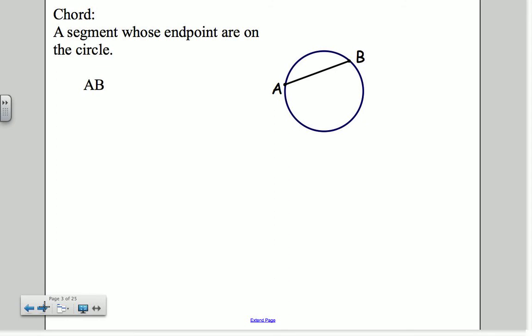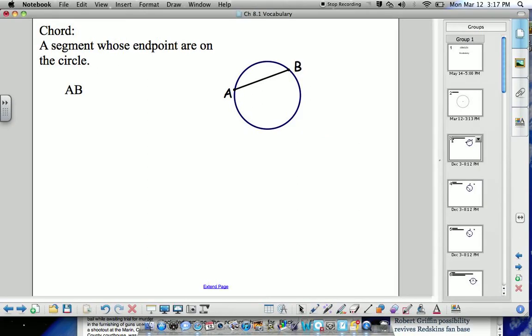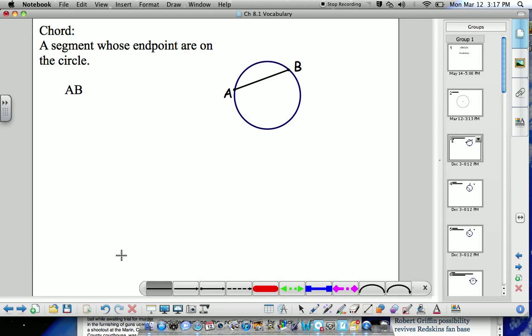The next definition we're going to go over is a chord. A chord is very easy to understand. A chord is simply a line segment whose endpoints are on the circle. Here, our chord would be AB. And of course, we should have a segment bar over the letters AB.